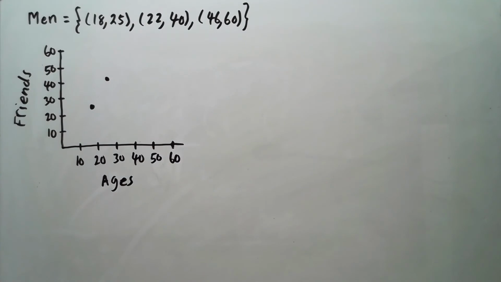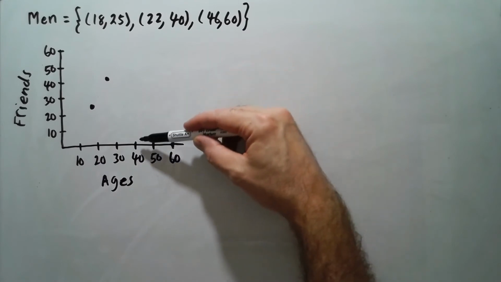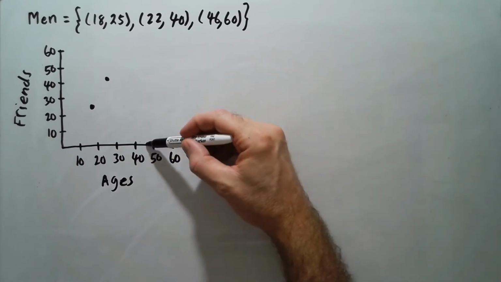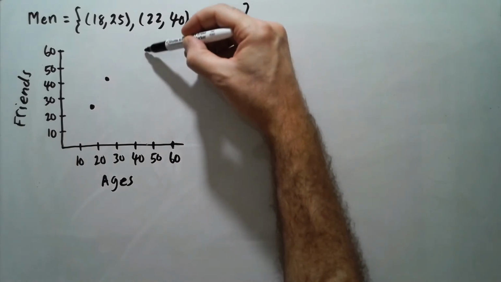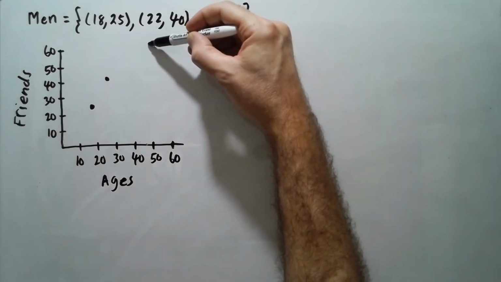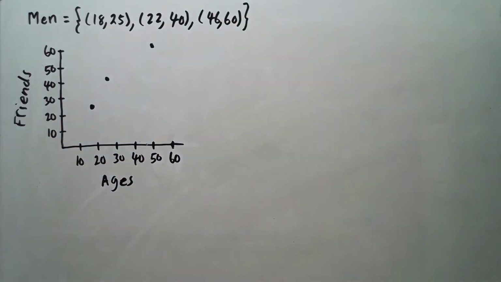About there. And then the last one is 46 on the friends. So 46 is about there somewhere. Then up at 60. So about here, I guess. Okay, so that would be the scatter plot for the men. Let's now do the scatter plot for the women.